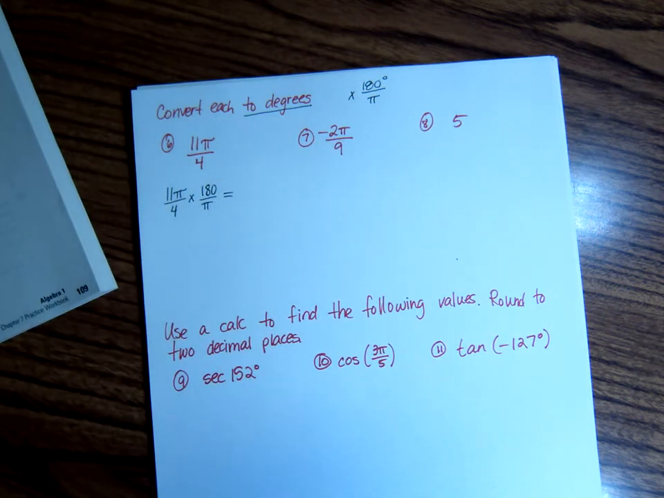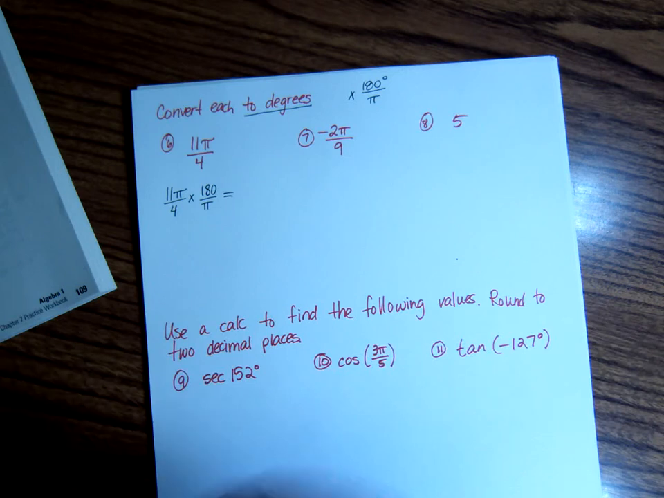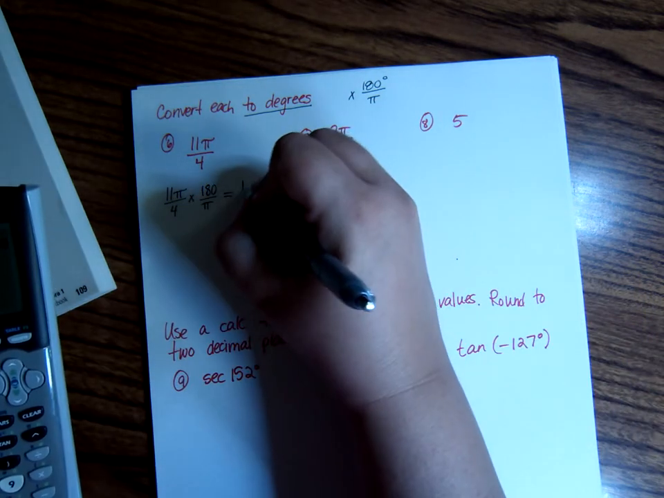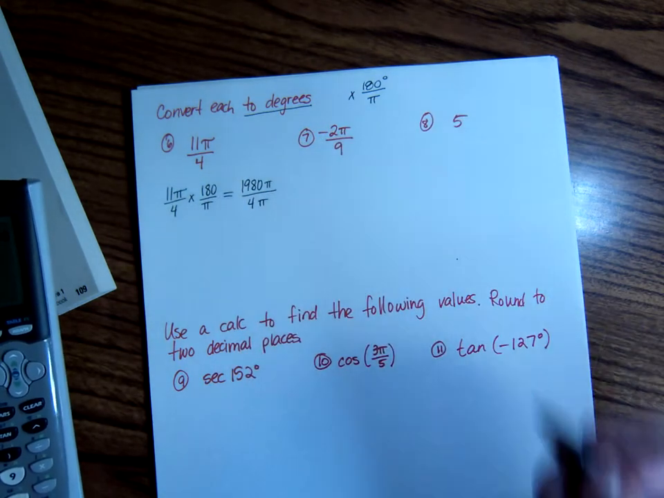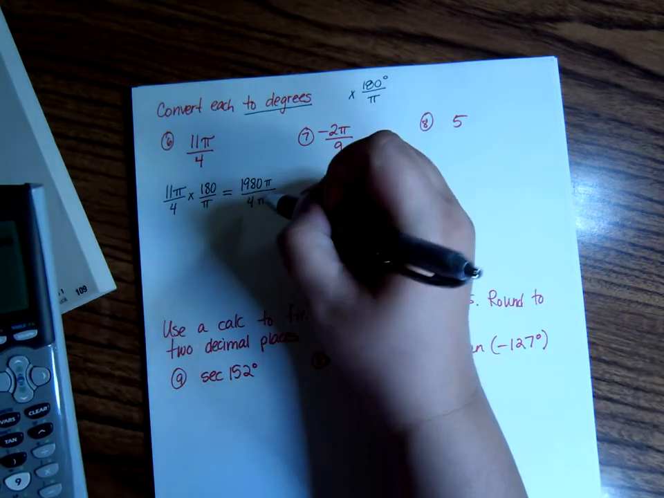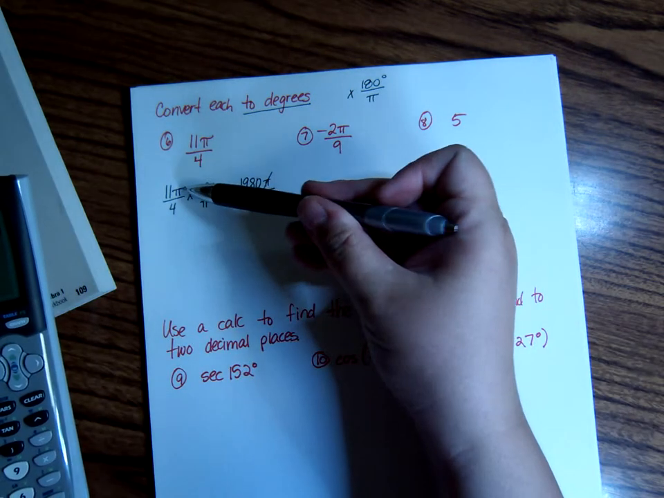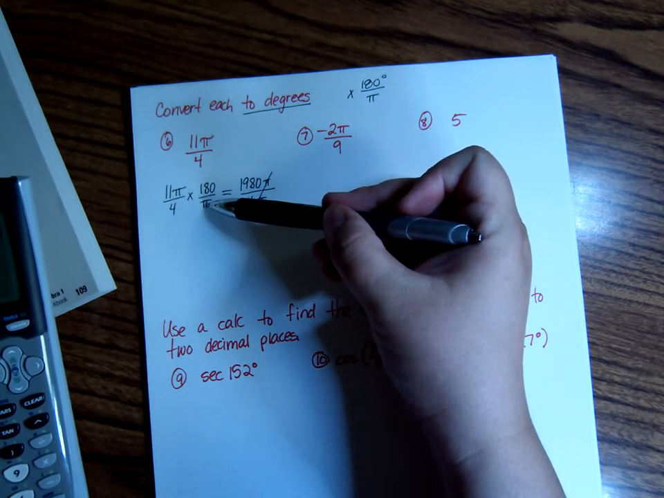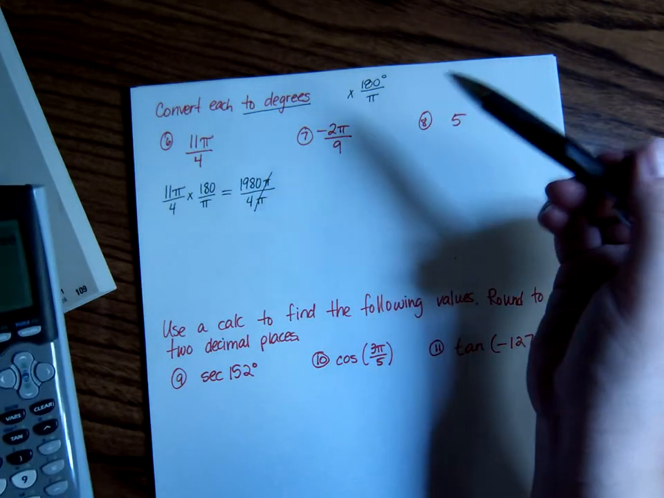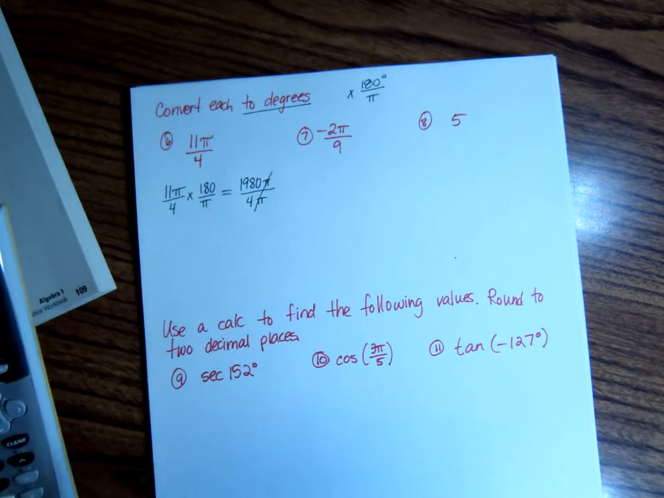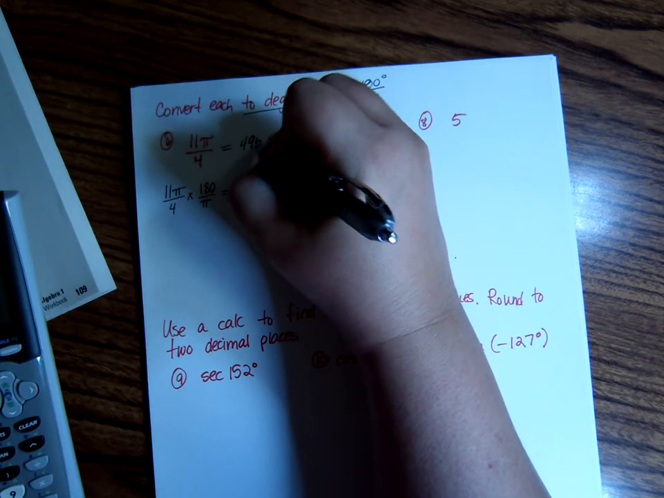Okay, 11 times 180, let's see, gives me 1980 over 4, both of them times pi. Now my pi's will cancel. Okay, I can do it like this, or I could have cross-canceled them back here. Remember, that's not cross-multiplying, that's cross-canceling. So you could have done that then, or you can just wait and do it now. So now I've got 1980 divided by 4, which is 495. So this is 495 degrees.